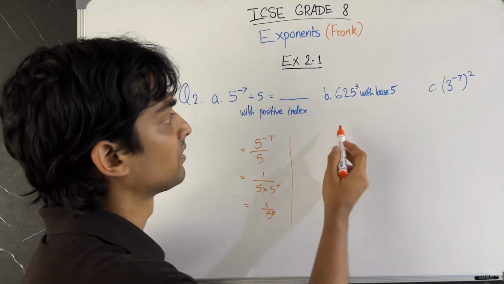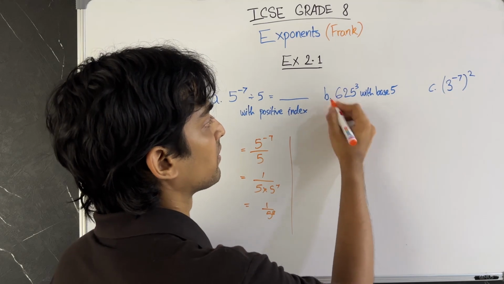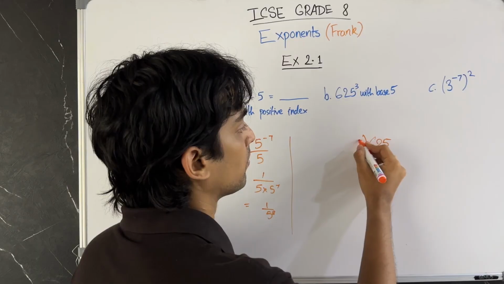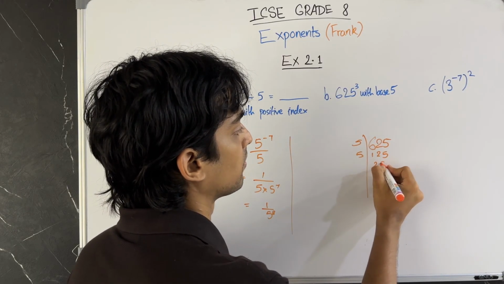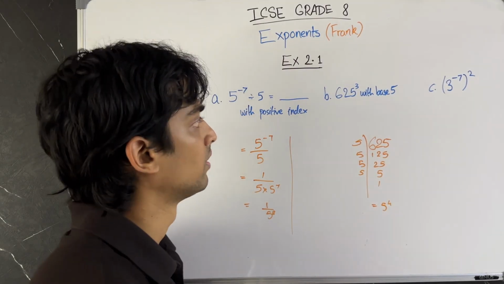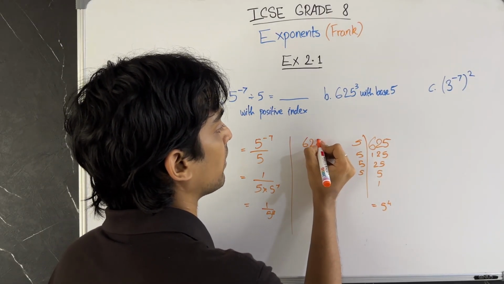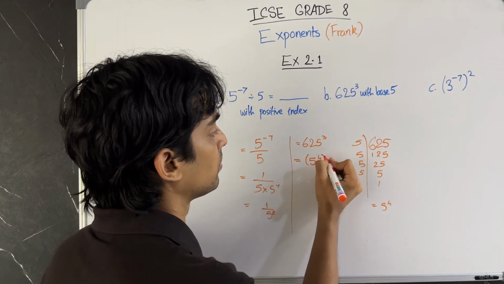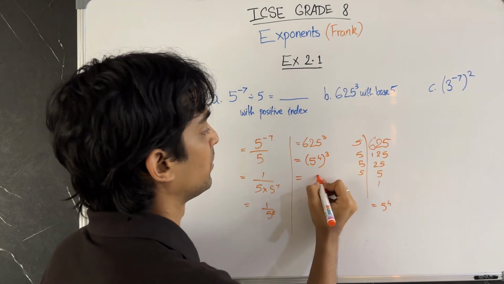Then 625 raised to 3 with base as 5. So first you have to find 625 in exponential form. So we'll do prime factorization. 5 1s are 5, 5 5s are 25, 5 25s are 125, 5 125s are 625. This is nothing but 5 raised to 4. Now 625 we can write as 5 raised to 4. So 625 raised to 3 will become 5 raised to 4 the whole raised to 3. Now the powers get multiplied, so this will become 5 raised to 12.